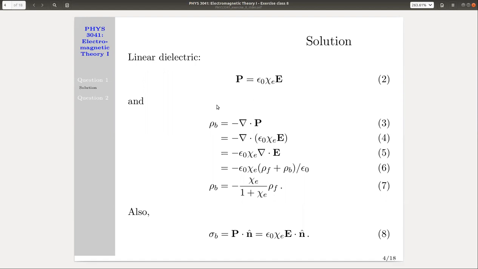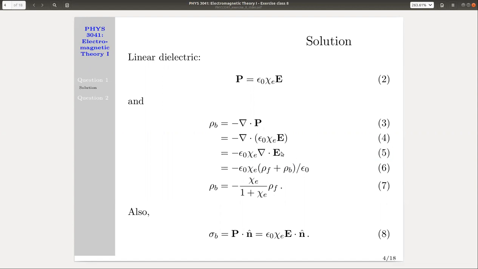And then the first thing you may want to know is, in these linear materials, what would be the bound volume charge. You can simply apply the relationship between the bound volume charge and the polarization, which is simply minus the divergence of the polarization. And then you replace the P here with epsilon naught chi e times E above, and you should get this expression.